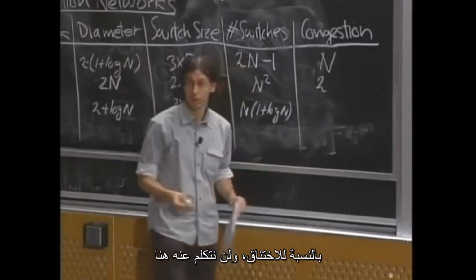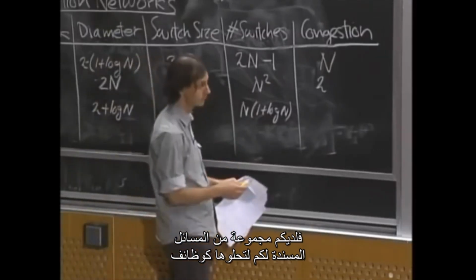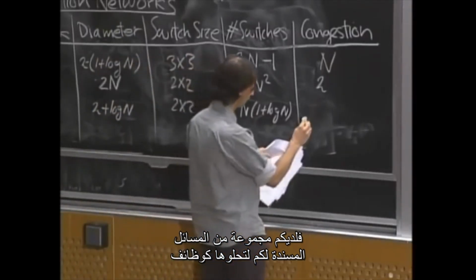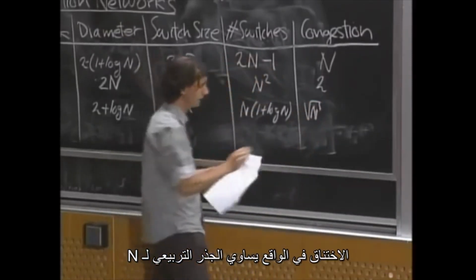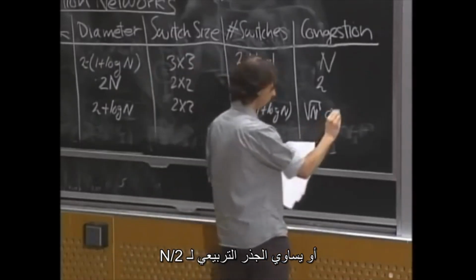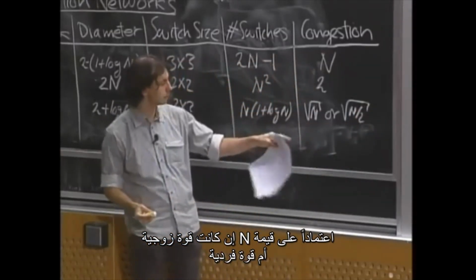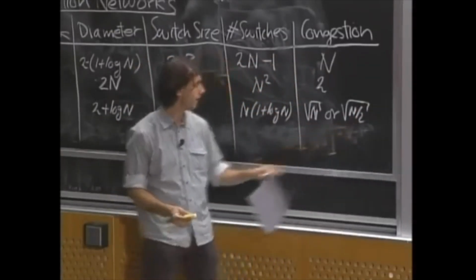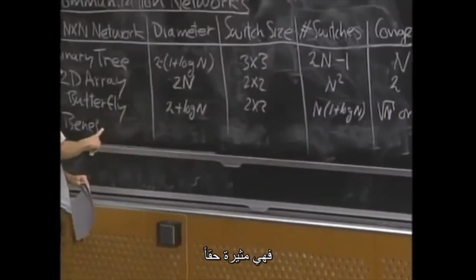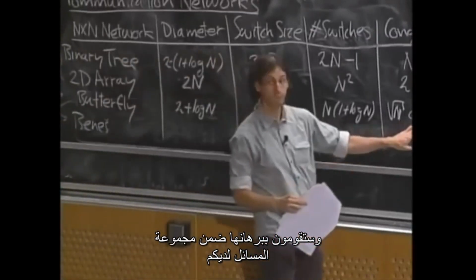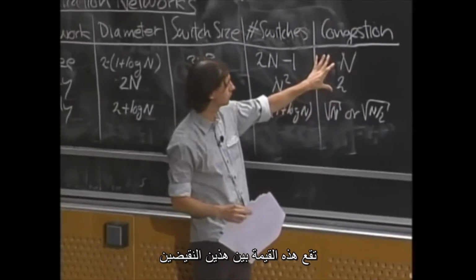For the congestion, we're not going to talk about it here, but you have a problem set assignment that will ask you to solve this. The congestion is the square root of n, or it's equal to the square root of n over 2, depending on whether n is an even power or an odd power. Now, we're not going to prove that here, because we want to step forward to this particular network. It's very exciting. And you will prove this in your problem set. So this one is somewhere in between these two extremes.